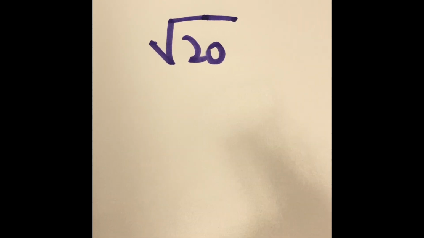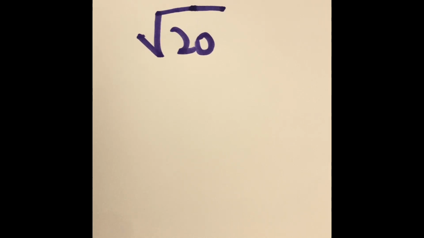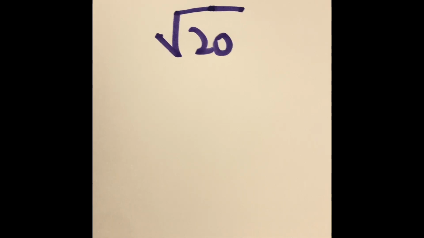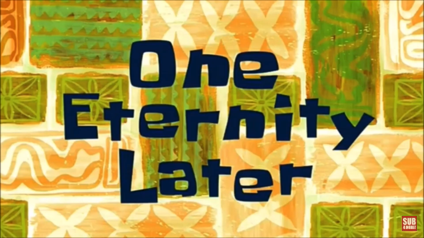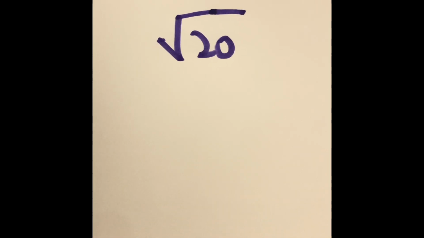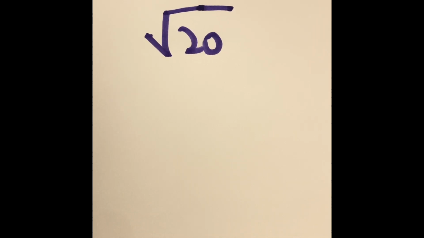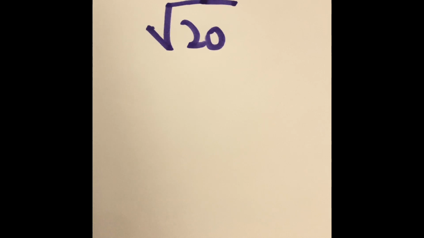Well, we can't really square root that, because that would be a long irrational decimal, a decimal that keeps going forever and ever. What we don't want is a number that keeps going forever. What we can do is pull the 20 apart into some different numbers so we can simplify it to its simplest form.